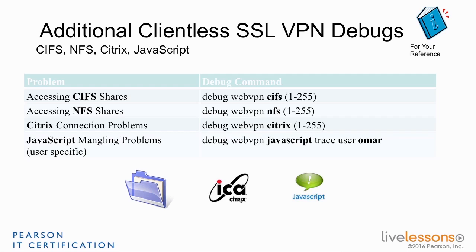And these are user specific, and these debugs are fairly verbose, so they have a lot of information. So in here we want to make sure that we specify a given user that is trying to connect to the ASA. And in this case, the user name is Omar.